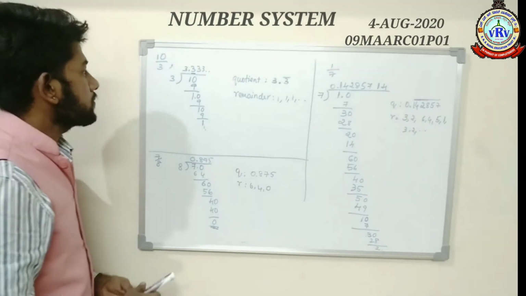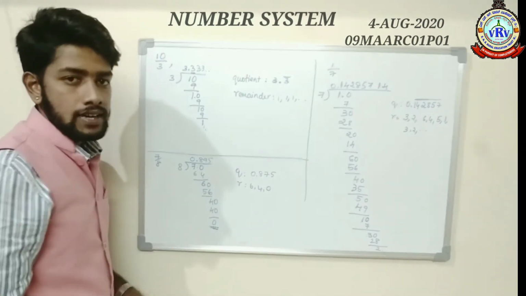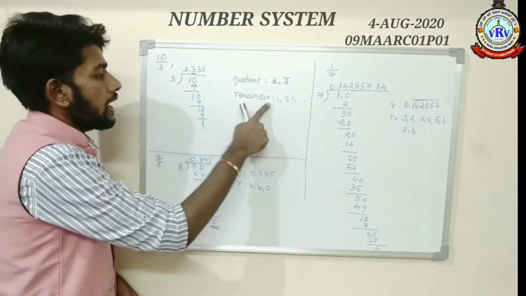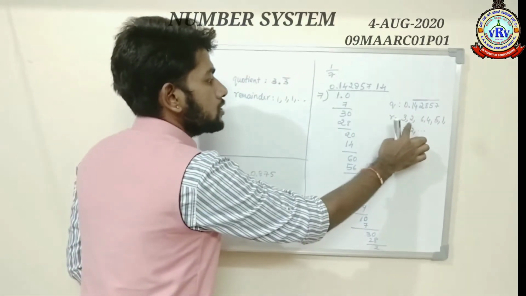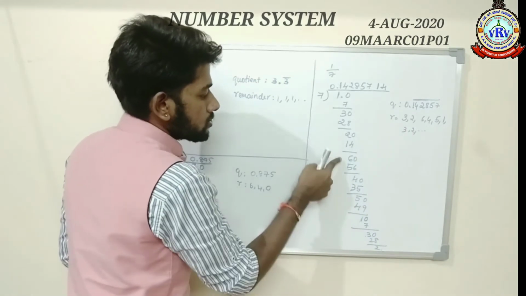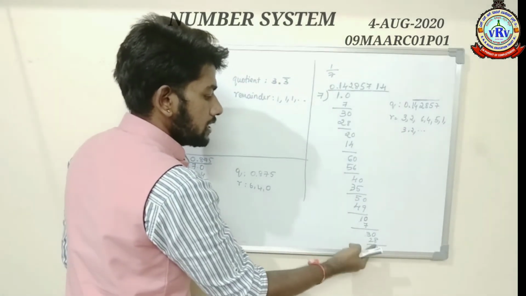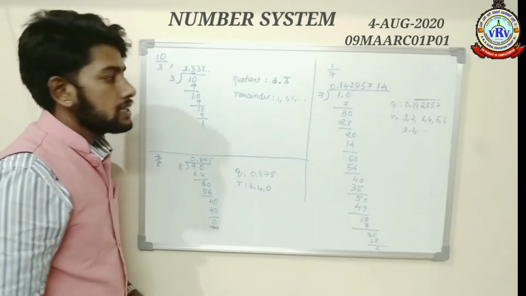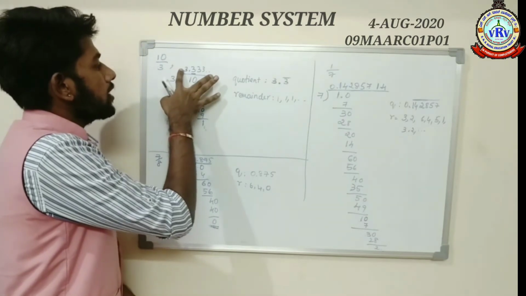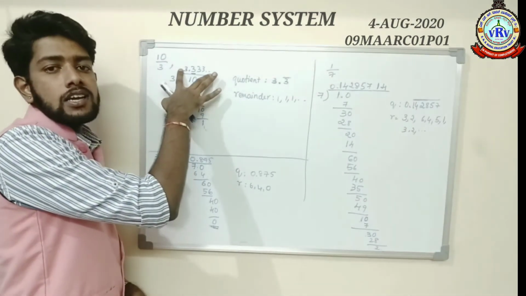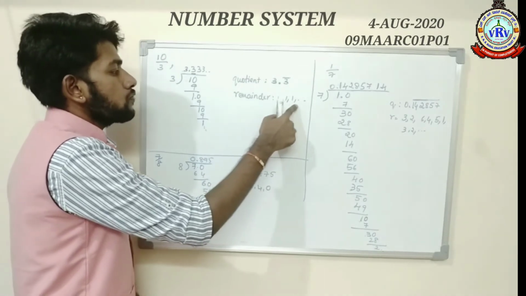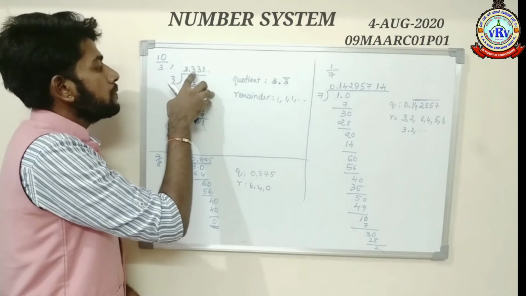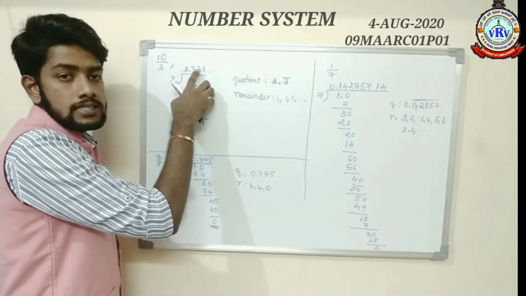In some other examples like 10 by 3 and 1 by 7, the remainder would not become 0. Here the remainder is 1 every time, and here the remainder is 3, 2, 6, 4, 5, 1, 3, 2, 6, 4, 5, 1, like that. The remainder won't become 0. In such cases, we will get a repeated number in the quotient. Every time the remainder is 1, therefore the number in the quotient is repeating.